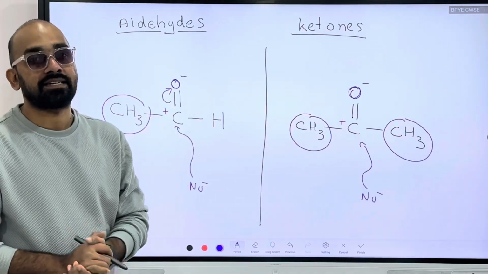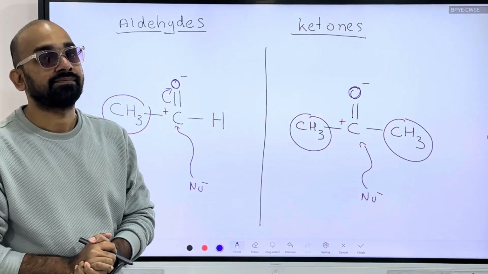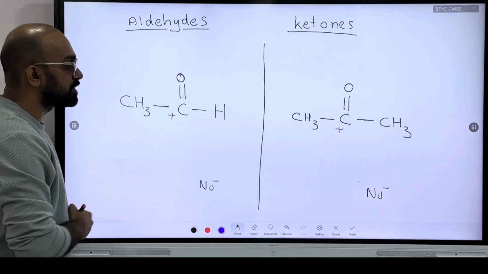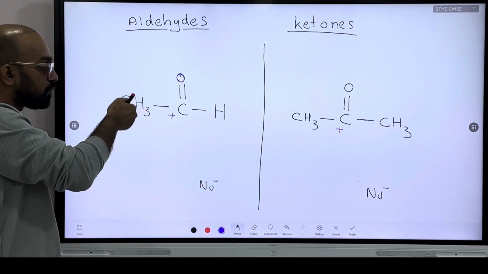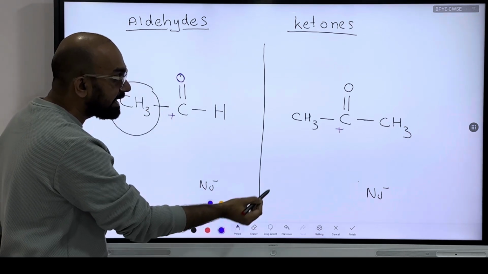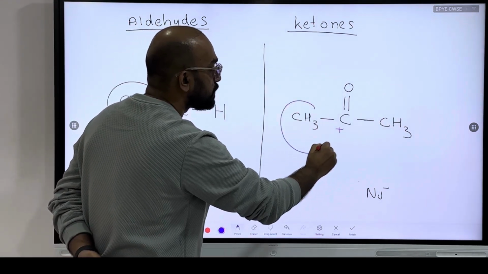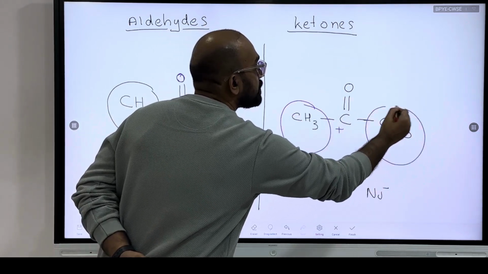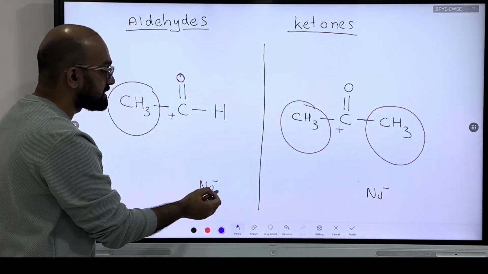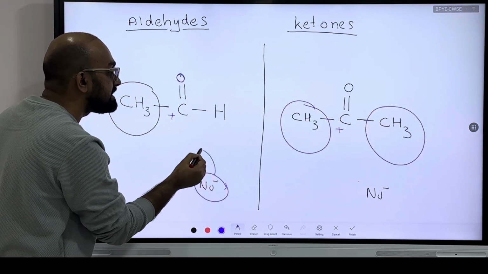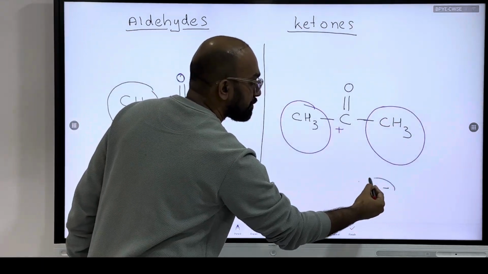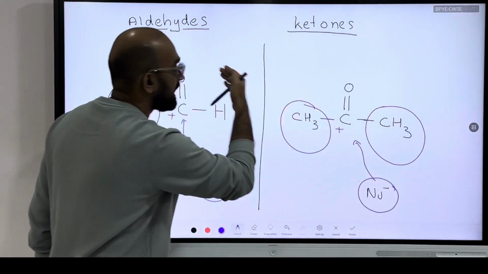Now we have one more reason, that is steric reason. If you check aldehyde, you can see the carbon carrying positive charge is connected to one methyl group, one bulky group, right? But in the case of ketone, you can see the carbon carrying positive charge is connected to two bulky groups. So in which case can the nucleophile easily approach the carbon carrying positive charge? In the first case, or in the case of ketone? Definitely for aldehyde, right?